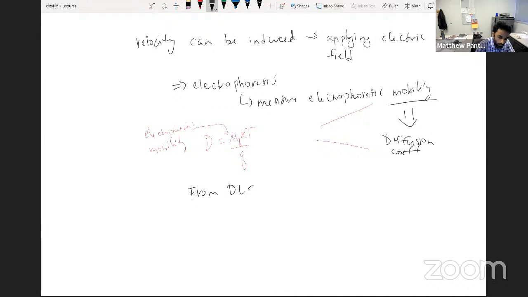From dynamic light scattering, we get the diffusion coefficient. And from doing the electrophoretic mobility measurement, which is basically doing DLS with an electric field, we get mu_q. So by combining these, we get the charge, which in this case will be our zeta potential.